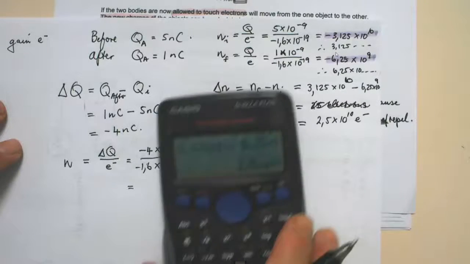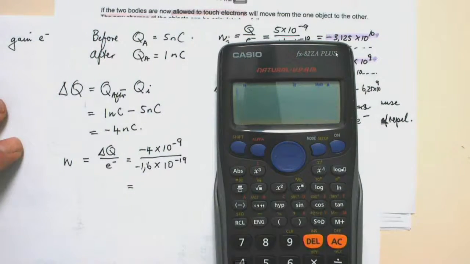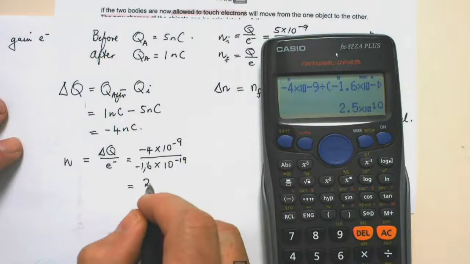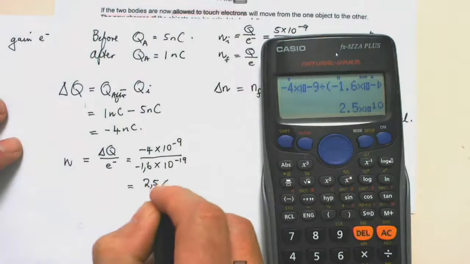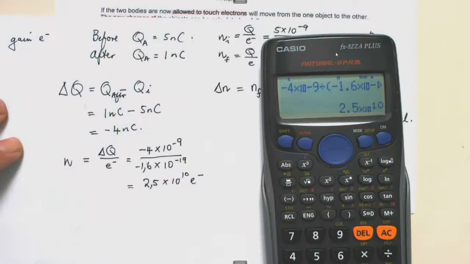Let's see. Now there's my calculator and clear it. Negative 4 times 10 to the power minus 9 divided by negative 1.6 times 10 to the power minus 19 equals, and you will see we get exactly the same number, the same answer. There's two ways of doing this calculation.